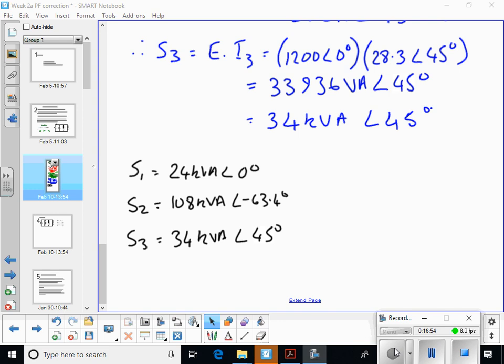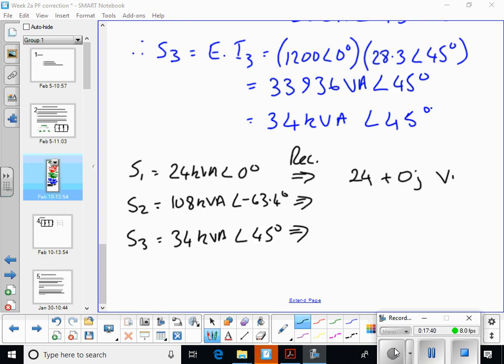What do we need to do to use a calculator? Put them all into rectangular form. Unless you know some fancy geometry and want to use the sine and cosine rules and take all day about it, convert them to rectangular. Then we can add them up easy and convert back. This one's easy because that's 0 angle, so that's going to be 24 plus 0J kVA.